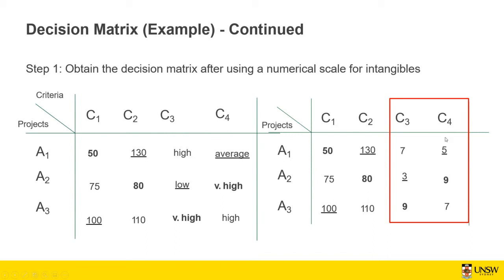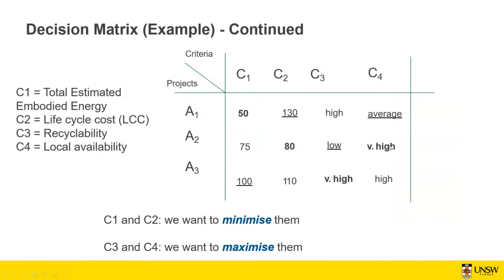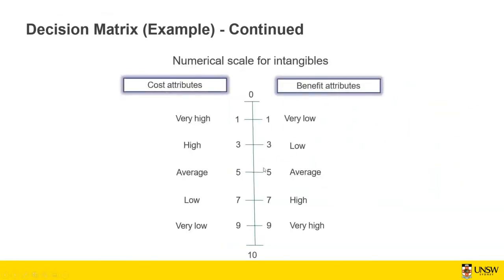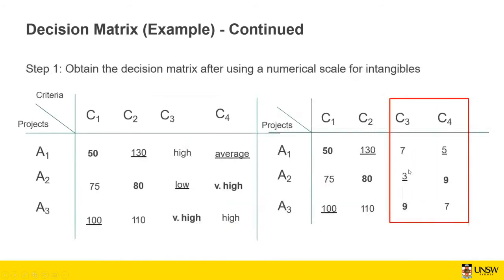Let's have a look at another example, for project A1, C4. C4 was average for project 1. So average, regardless of the cost or benefit, is 5. But we know that it is a benefit attribute, and we put 5 here. So the same thing for the others, you just put the numbers. And as you can see, this matrix, which was a combination of values and qualitative measures, is now all going to be values and quantitative measures.